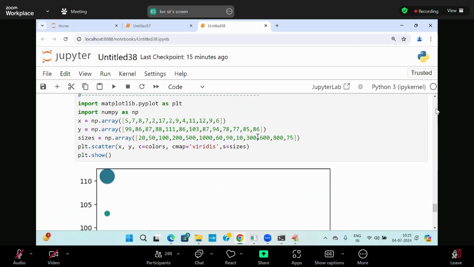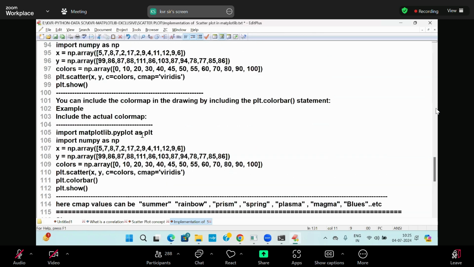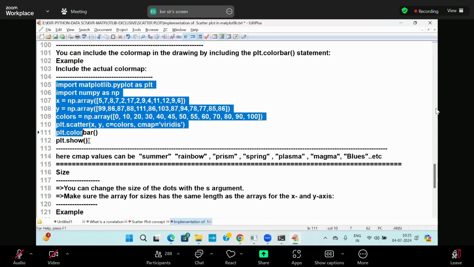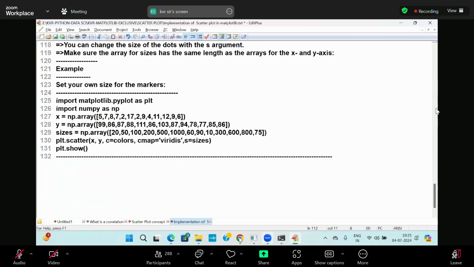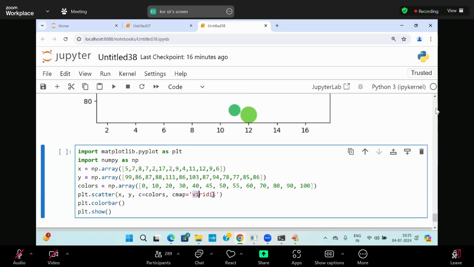But it is not necessary to have different things. Just as an argument I'm taking. And one more thing you can take: as you are getting here, you try to take this. What I'm going to mention here is that I want to go for a different color map.